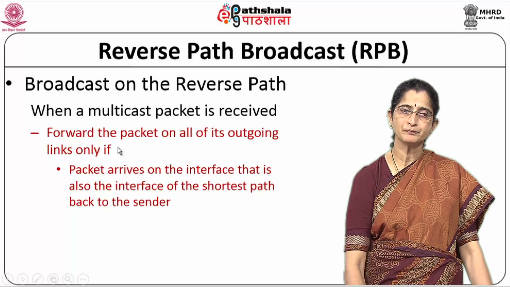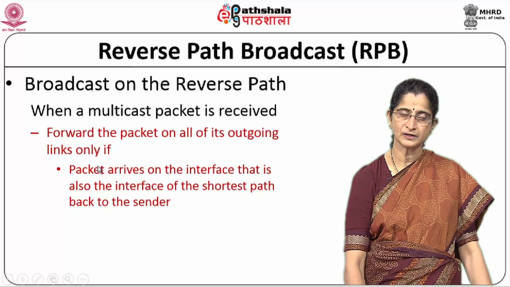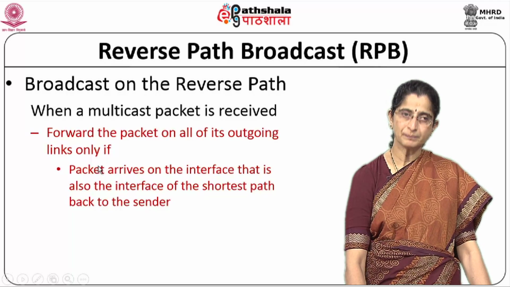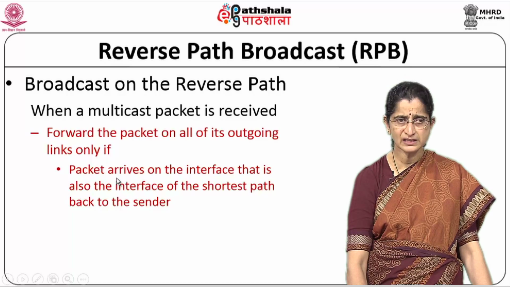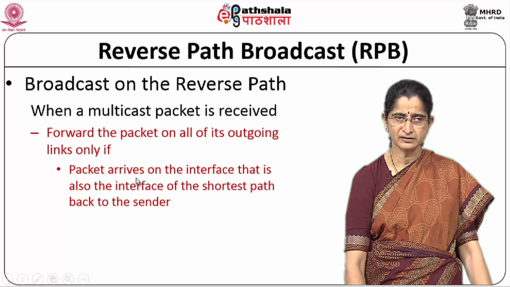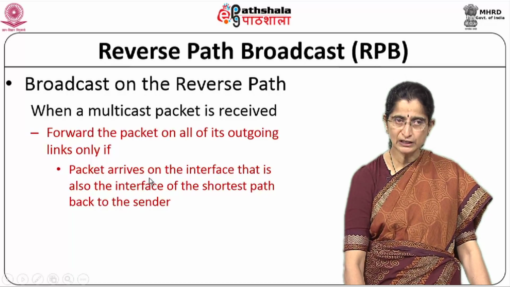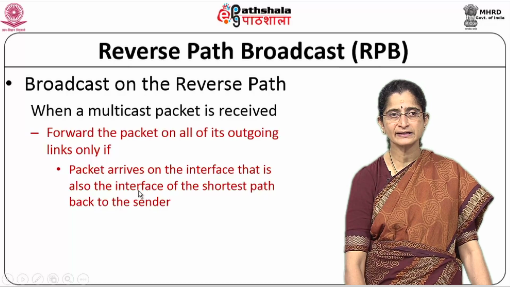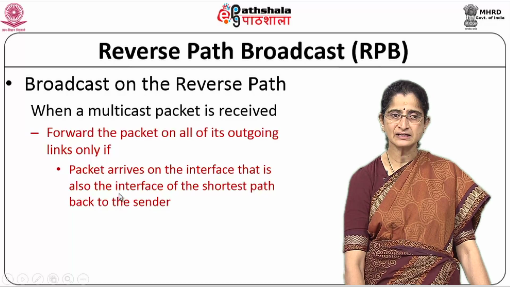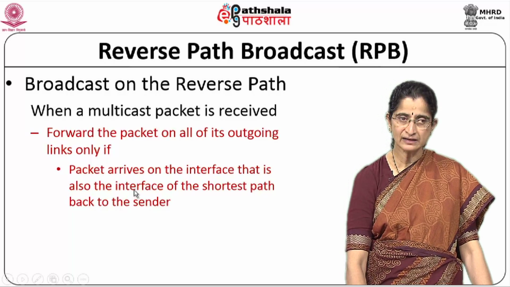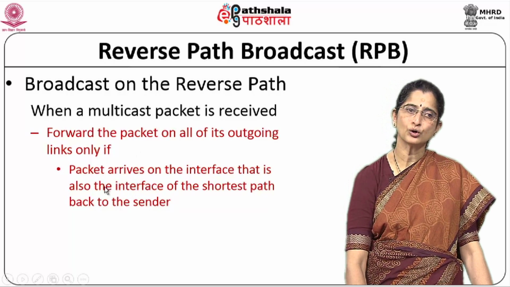So, what are we doing here? You broadcast the tree, broadcast the packet. So, when a particular router receives a packet, it checks whether it is receiving that packet from an interface that it will use to send packets to that particular source. So, if it receives it from that interface, then it will forward that packet to all of its outgoing links.